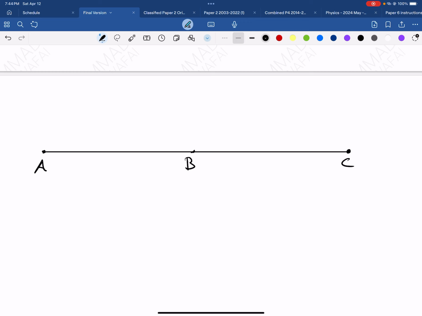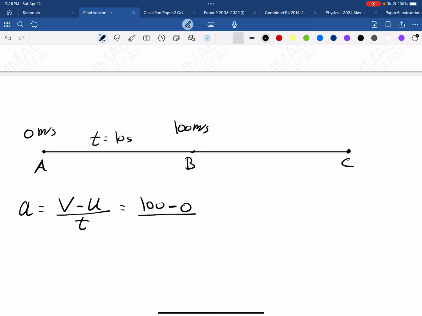So let's say you have an object that started at point A with 0 meters per second. It reached 100 meters per second. It did that in a time of 10 seconds. So to calculate the acceleration, it's final velocity minus initial velocity divided by the time. So the final was 100. Initially, it was coming from 0, divided by 10 is going to give you 10 meters per second squared. That is the unit for acceleration.